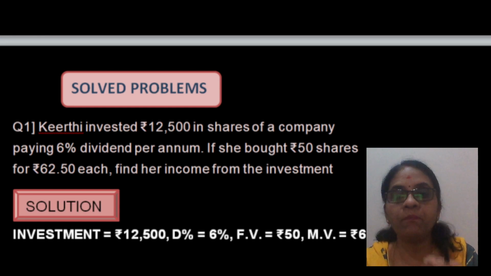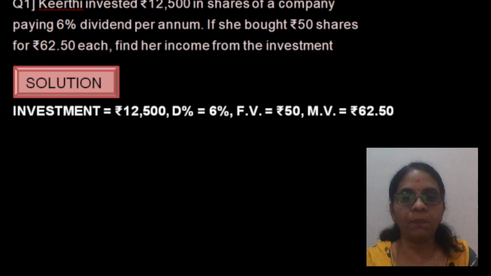Find her income means it's the annual income that is asked to find, or annual dividend. So the data is written here. 12,500 is the investment, D percent is 6%, face value is 50, market value is 62.50. So let's solve this. I'm scrolling up a little bit.